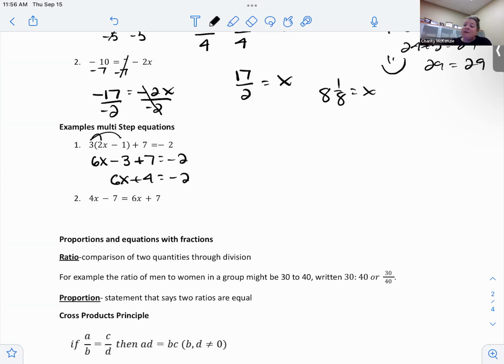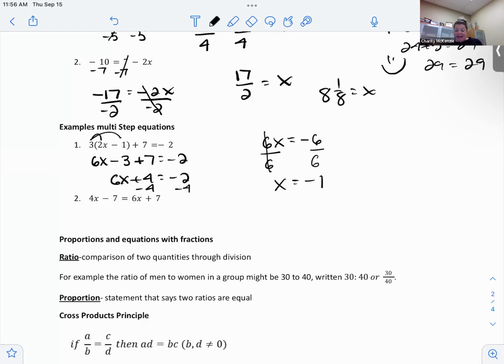So we know we want to move the 4 first. So we're going to minus 4 from both sides. And we'll have 6x equals negative 2 minus 4 is negative 6. Okay, now divide by 6 on both sides, and x will equal 1x, right? 1x equals negative 1.